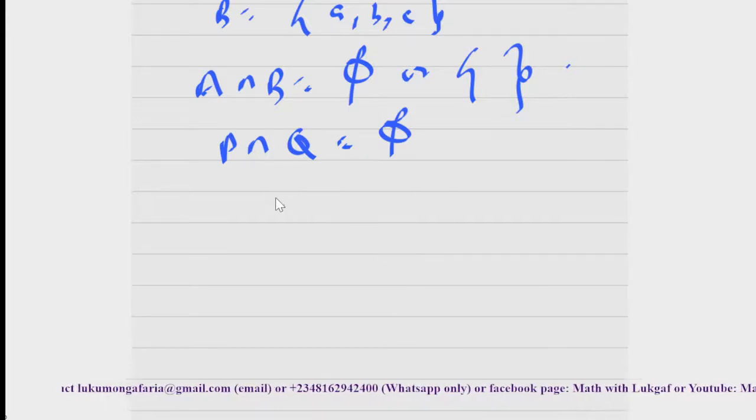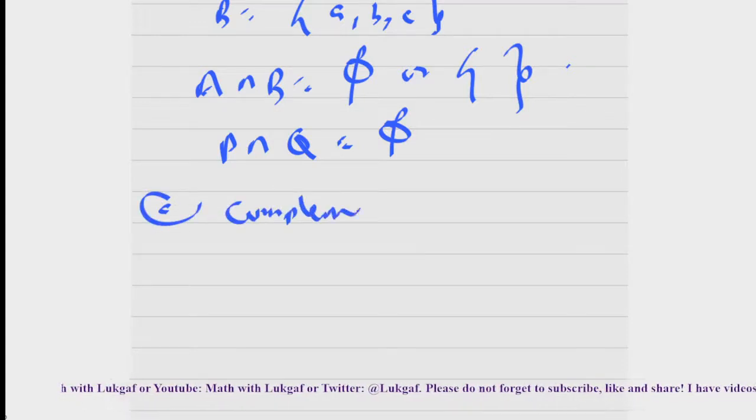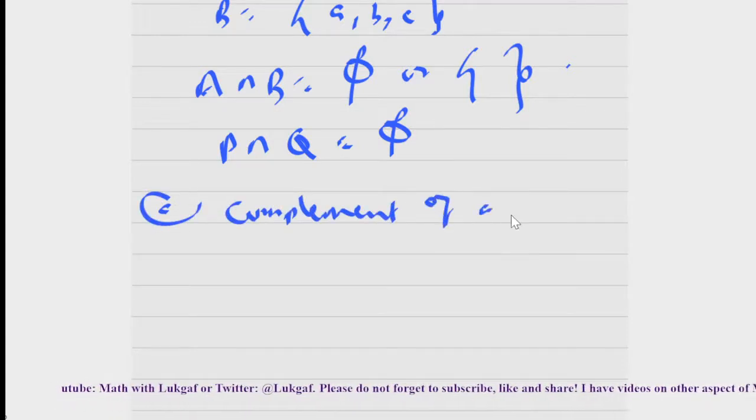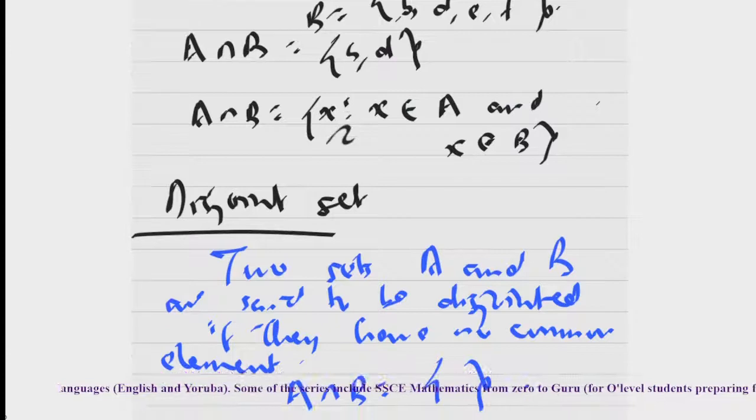So then the difference. Before I move to difference, let me describe the complement of a set. It's another term we use. What is a complement of a set? When we say complement of a set, that is the members in the universal set that are not in the set A.